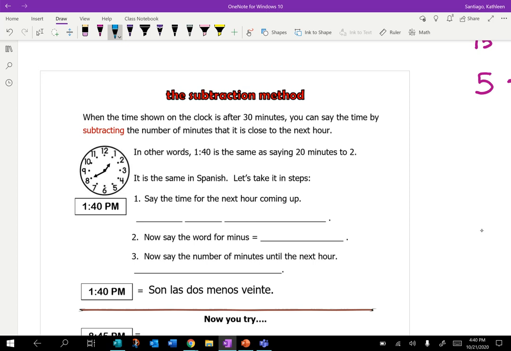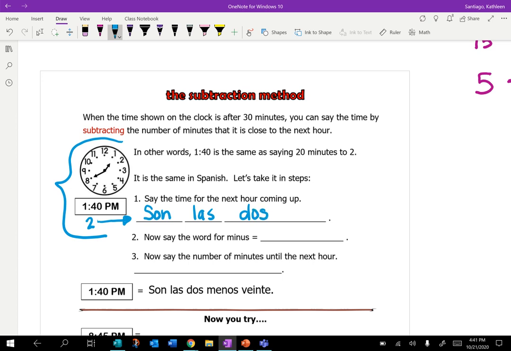So the first thing you need to do, and we're going to talk about this clock right here, say the time for the next hour coming up. So what's the next hour past 1:40? The next hour would be 2. So we want to say it is 2 o'clock. To do that, we would say son las 2.